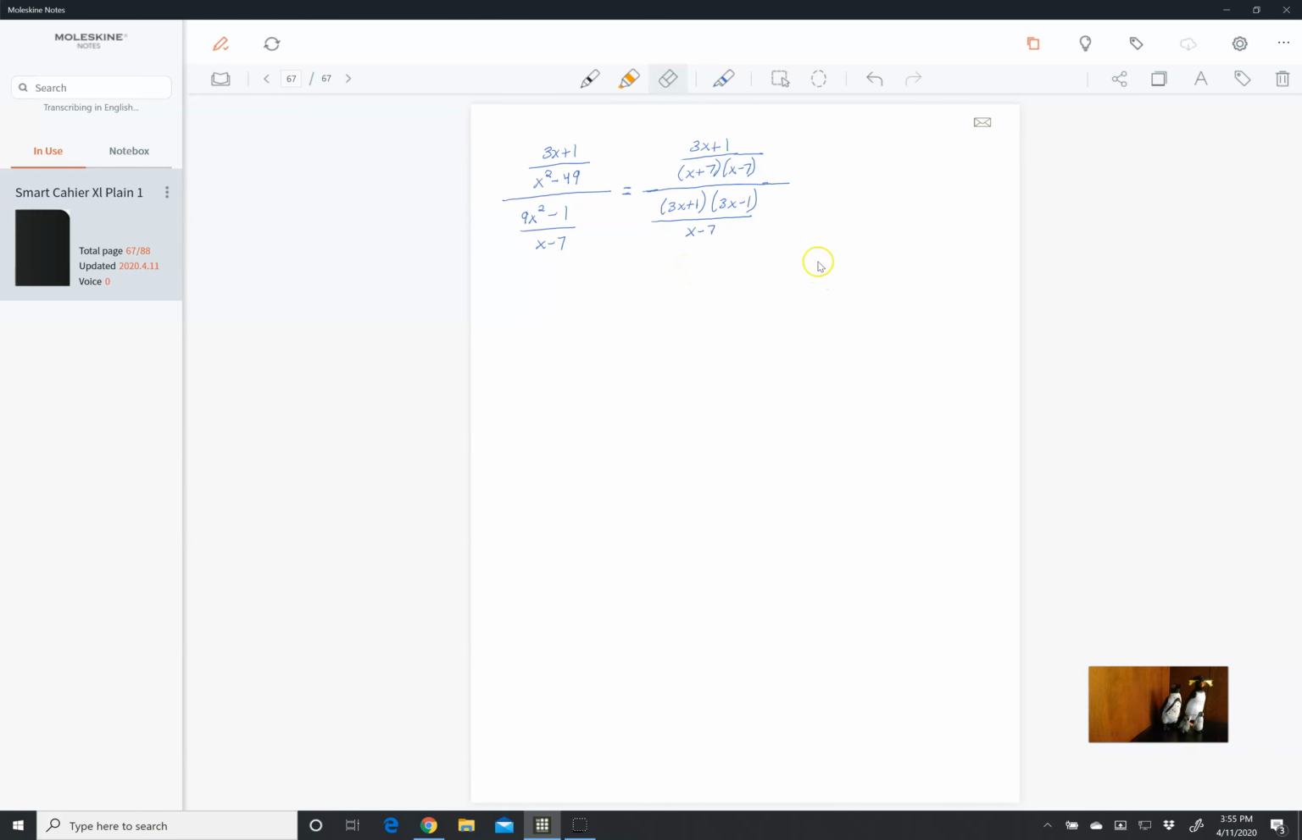Okay, and then we're going to multiply by the reciprocal of the denominator. So we get 3x plus 1. And feel free to put that in parentheses. We're still keeping the fractions separate, so it's not necessary, but always feel free to put something in parentheses. Okay. And then we're going to multiply by the reciprocal of the denominator. So the reciprocal of the denominator is now x minus 7 over 3x plus 1, 3x minus 1.